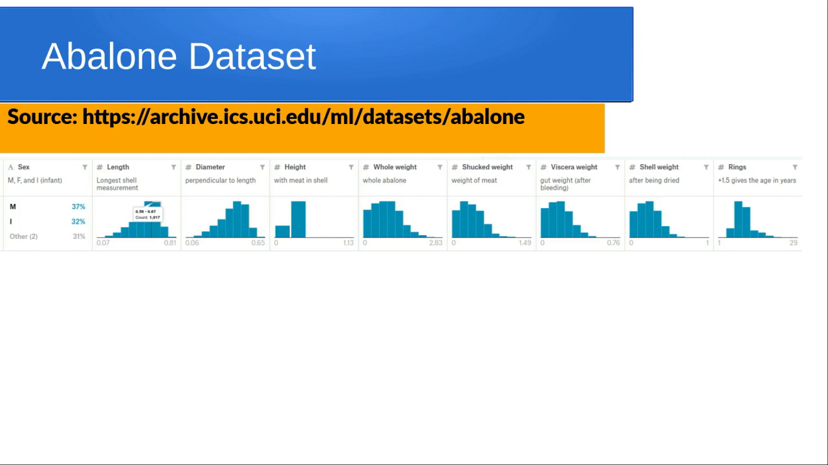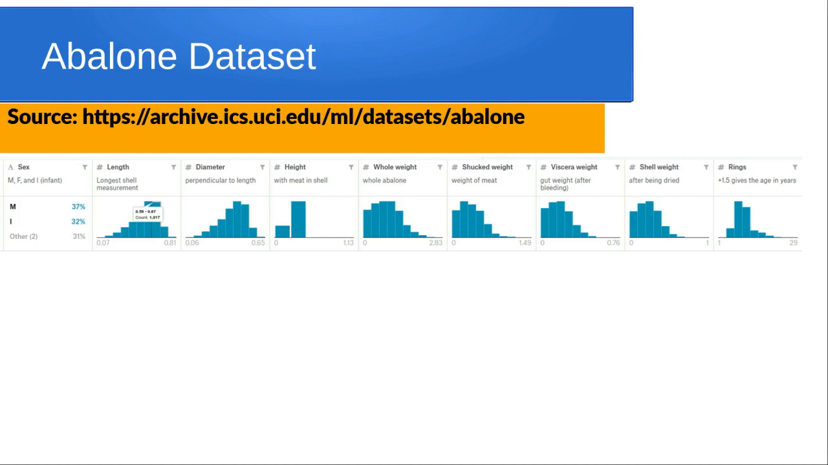So I'd like to repeat the variable names. The variable name 1, which is sex, has the values of male, female, and infant, that is M, F, and I. Variable 2 is length, so the longest shell measurement is entered for this variable. The variable diameter, that is the third variable, has the value perpendicular to the length. Height, the fourth variable, has the value of meat in shell. The fifth variable, whole weight, is nothing but the whole abalone's weight.